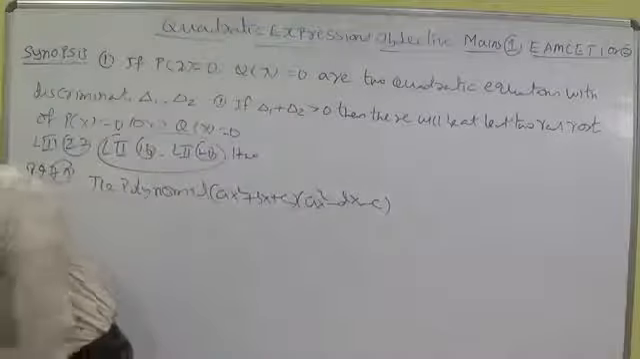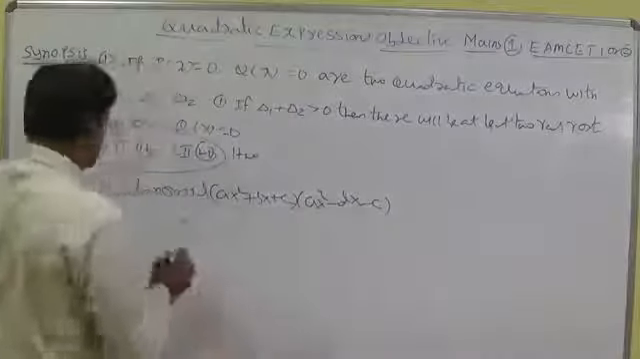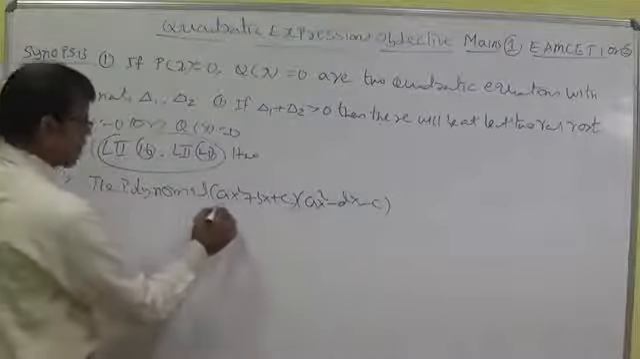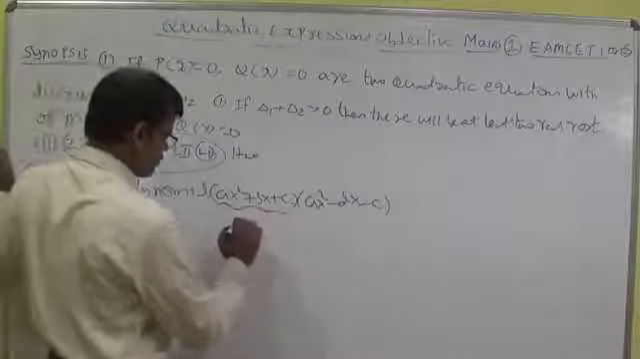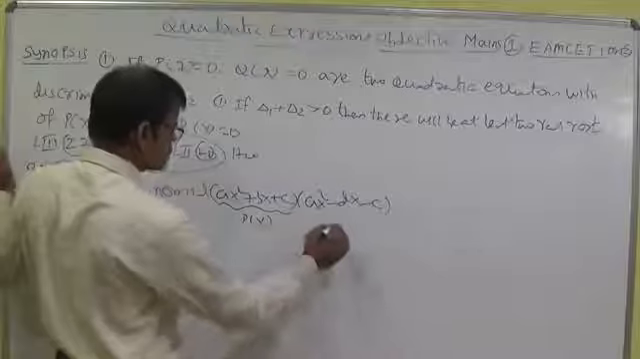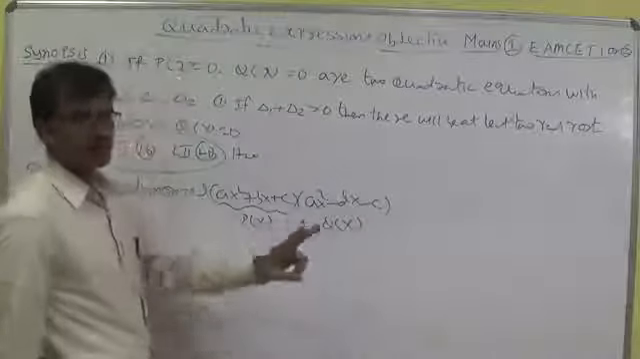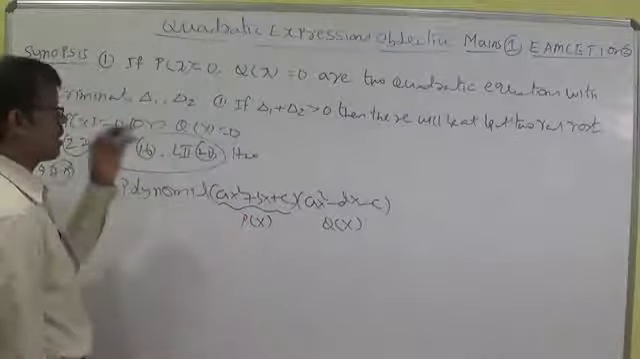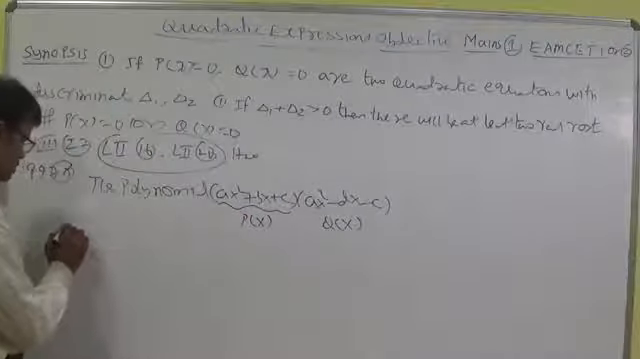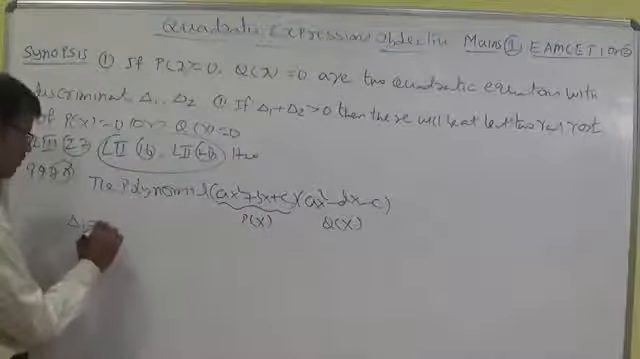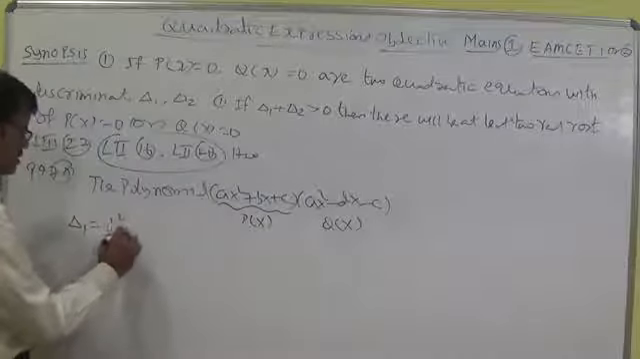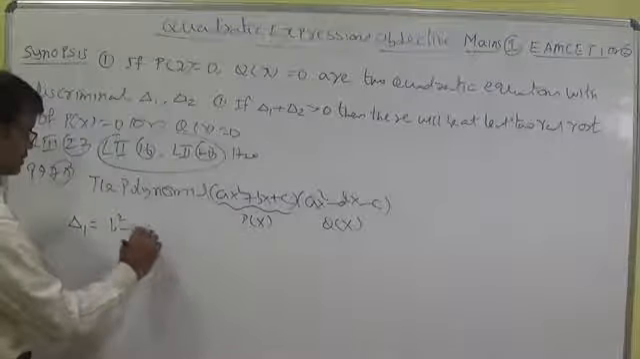Let us verify the polynomial. This is p of x equal to 0. You can think of this one as p of x and this as q of x. P of x and q of x are two quadratic equations. Among the two quadratic equations, first of all we should calculate delta 1. Delta 1 means b square minus 4ac.